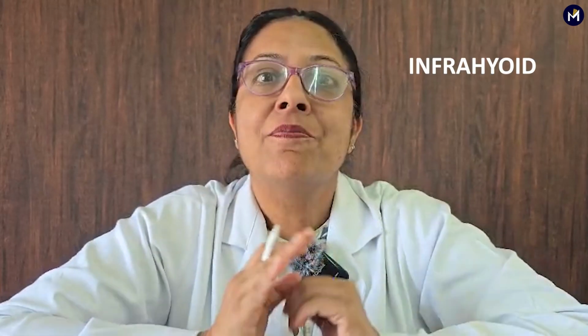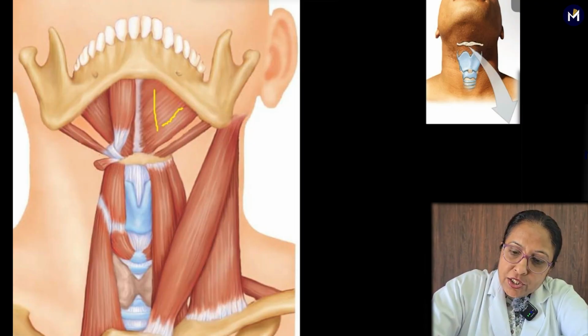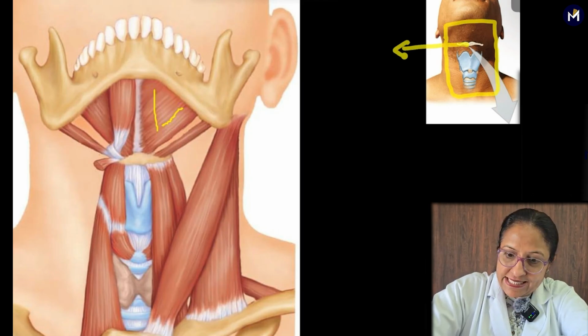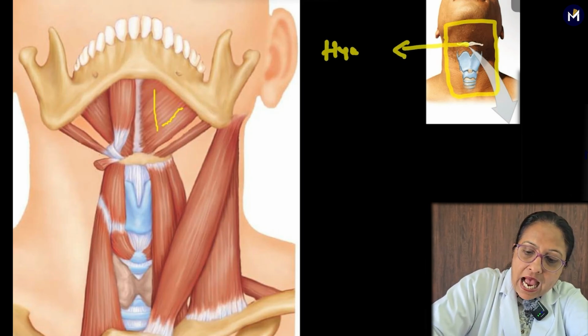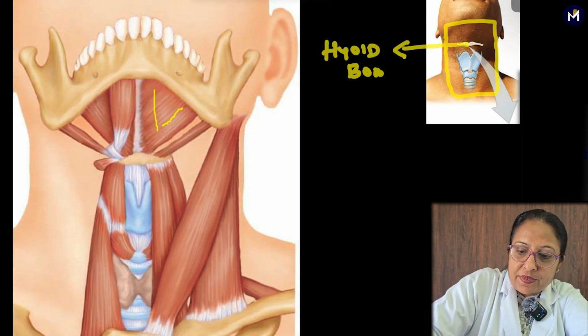Today we shall discuss the infrahyoid muscles, which you have seen in the previous video, which partly covered the midline structures of our neck. So now let us see the infrahyoid muscles. Look at this neck here. This key bone, what you can see, is the hyoid bone.